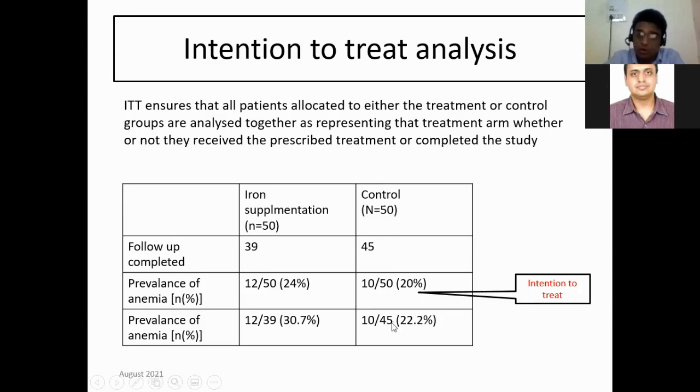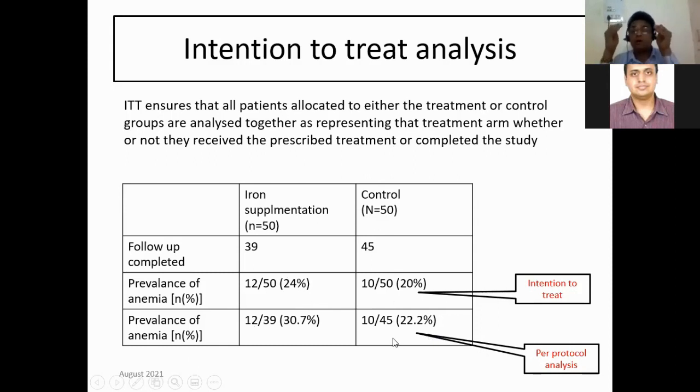And in the control group, only 5 of them ran away. So when you look at this data, that means 12 out of 39, this is 30.7%, which is definitely much, much better than the control group. This is what is called per protocol analysis, in which only those who have completed the study are included in the denominator, right?